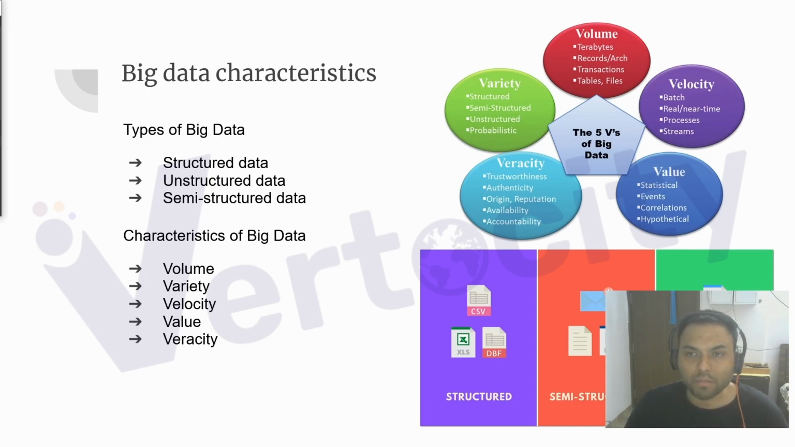So just to summarize once again, when you talk about the V's of big data, the first thing is volume, velocity, variety, veracity, and last, you try to derive the value from the data. Whether it is some kind of statistical insights from the data, whether you try to decide what kind of events can be triggered from the data, if there are correlations across the various points in the data, and whether some of the assumptions are hypothetical in nature.